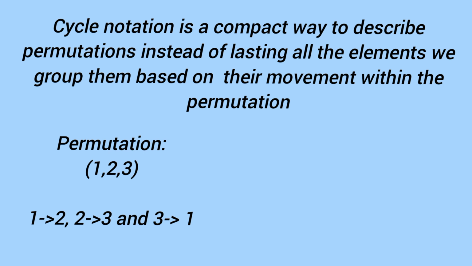Let's take a look at the permutation (1, 2, 3). What this means is that 1 gets mapped to 2, 2 gets mapped to 3, and 3 gets mapped to 1. So in cycle notation, we write this as (1 2 3), showing the cycle of movements. Notice how the cycle notation avoids listing all possible outcomes. We only showed what happens to each element as we cycle through the set.